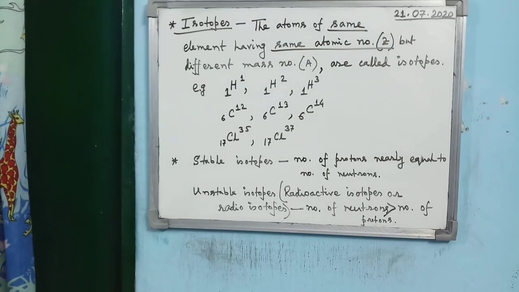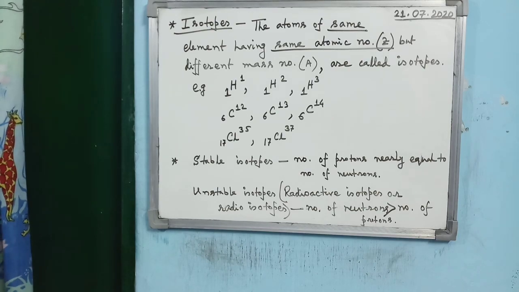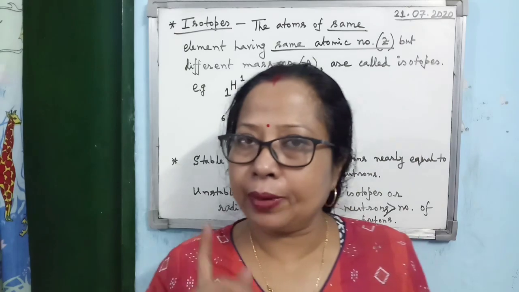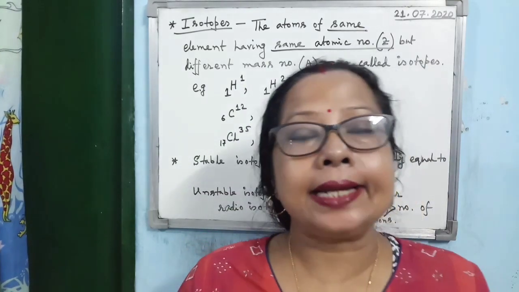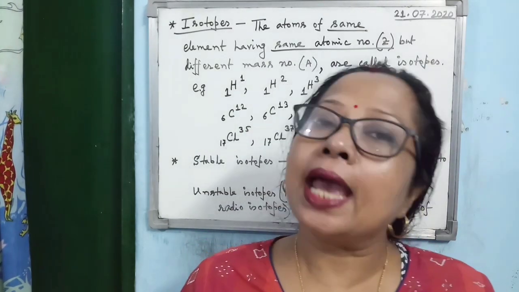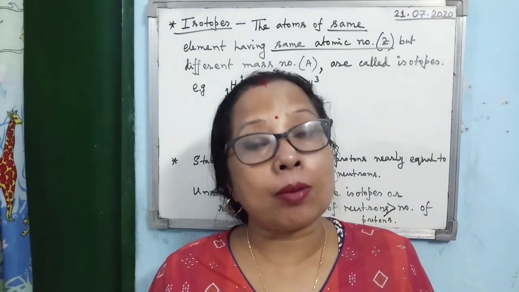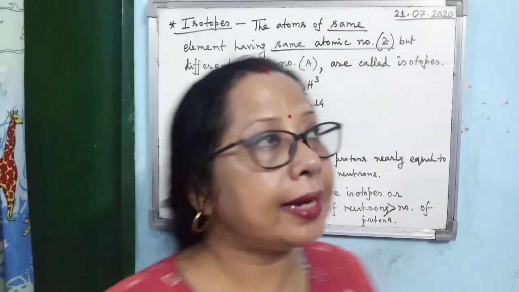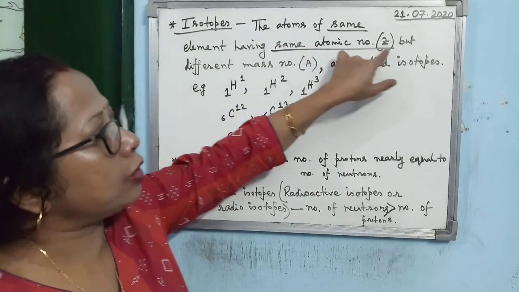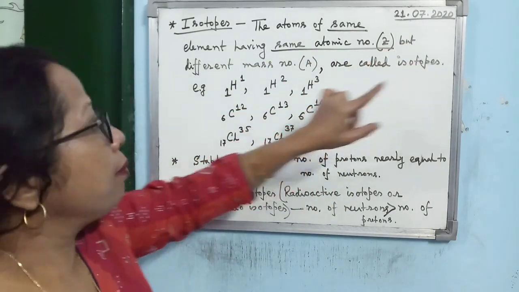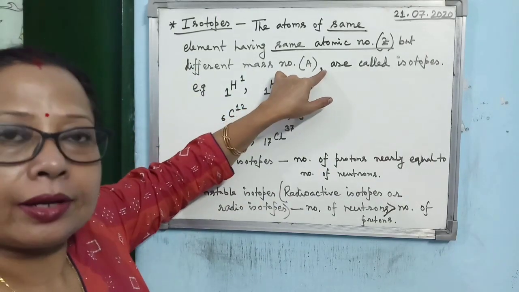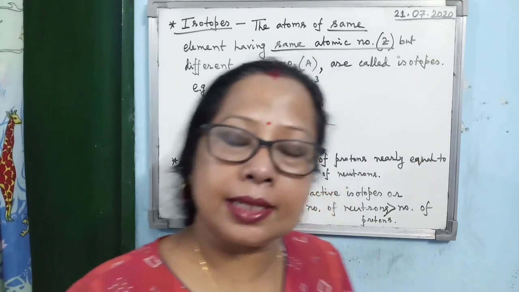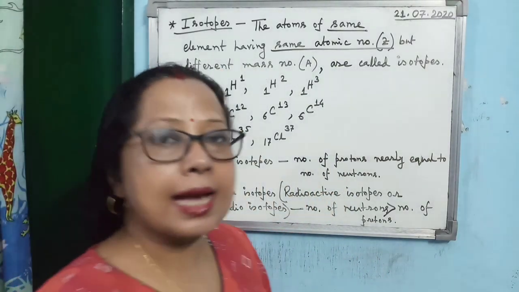Next comes the concept of isotopes. What are isotopes? I repeat, isotopes are atoms of the same element having the same atomic number but different mass numbers. All of them have the same atomic number, the same number of protons, but their mass numbers are different. So they have different numbers of neutrons. These kinds of atoms are known as isotopes.